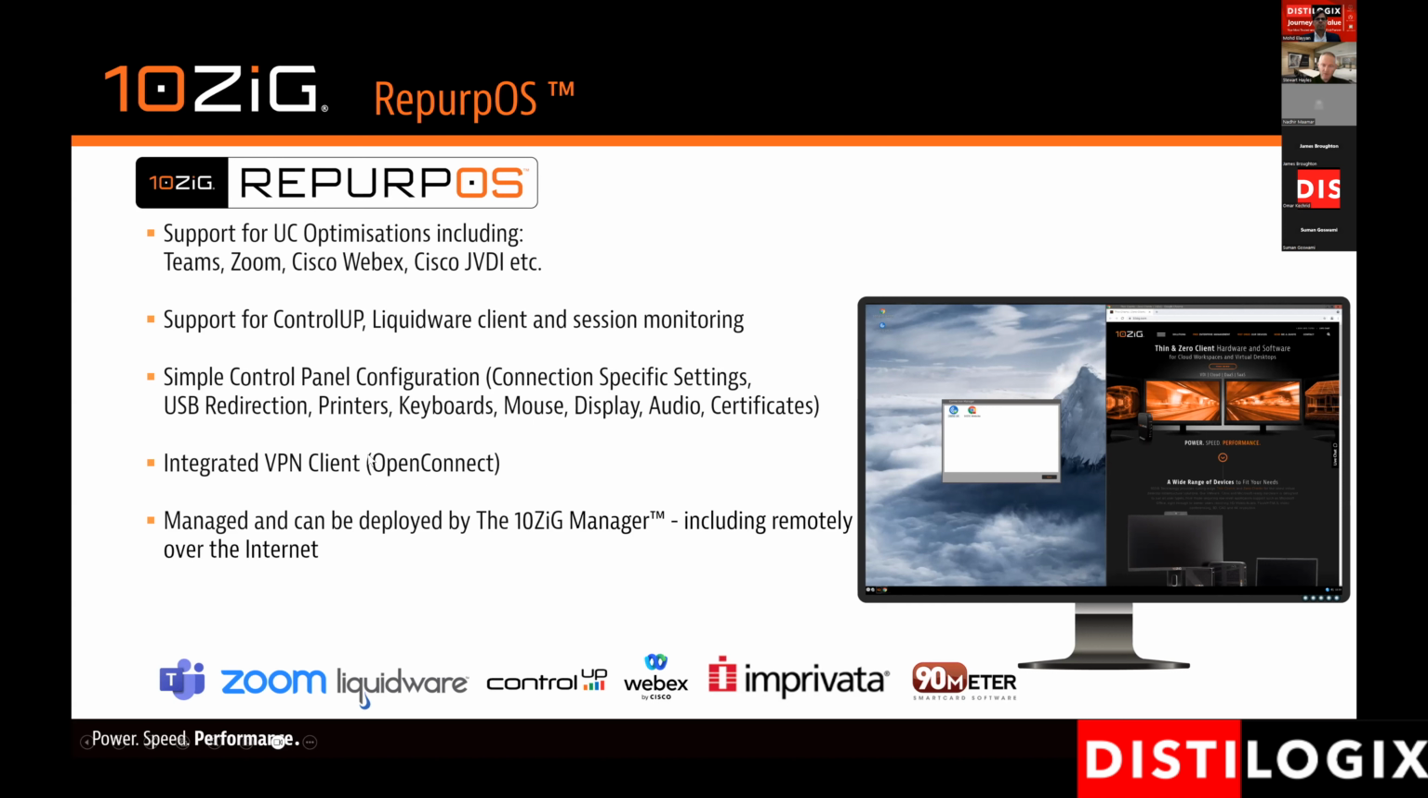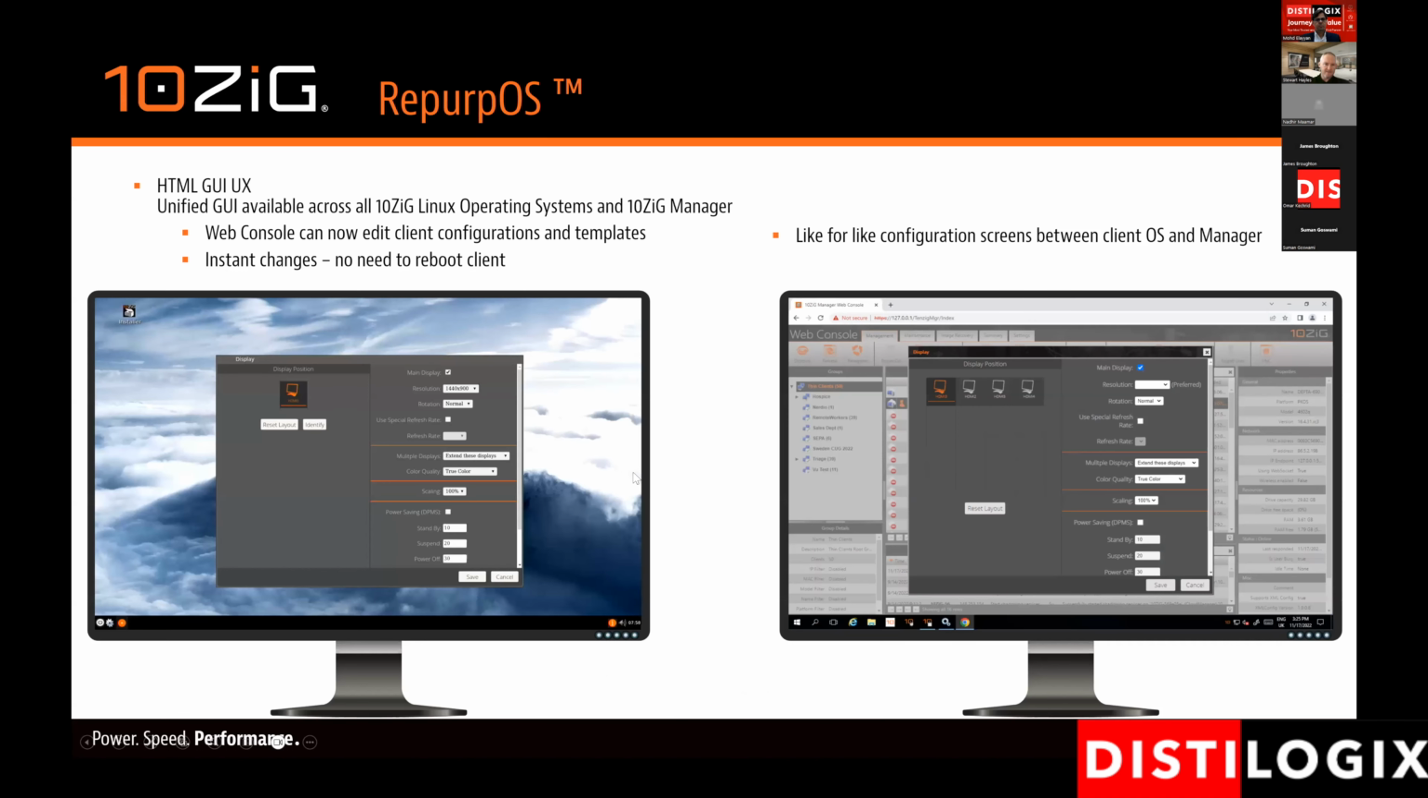RepurpOS does have support for a local VPN client as well. So we take advantage of the OpenConnect VPN client for this purpose. So that has a broad range of support for many different types of VPN hardware, including Cisco AnyConnect. There's also GlobalProtect VPN client support and Fortinet support in there as well. And then we'll look at the management side of things with 10ZiG Manager in the demo part.